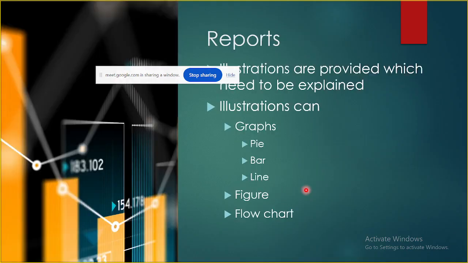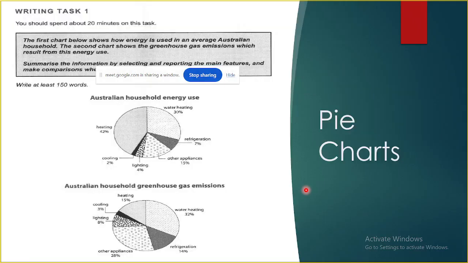Right. Those who would be attempting the IELTS Academic are supposed to write a report. They're not supposed to write a letter. So your focus should be on your report. In a report, an illustration or illustrations, plural, are provided and you have to explain them. The illustrations can be in the form of a graph, a figure, or a flow chart. I have put an example. This is a pie chart.